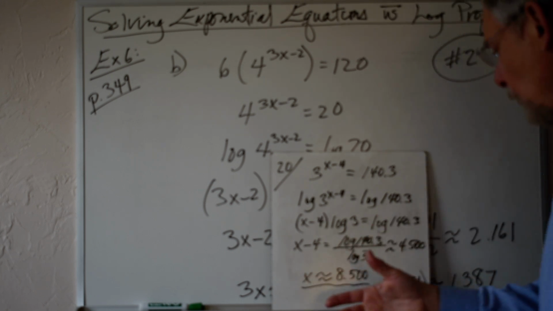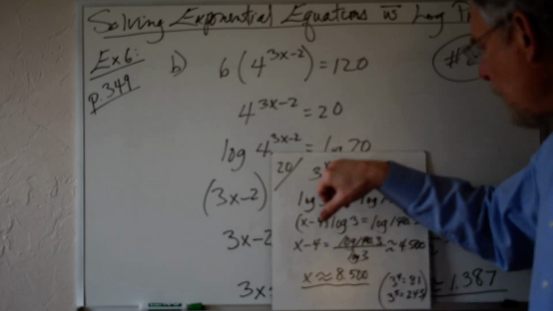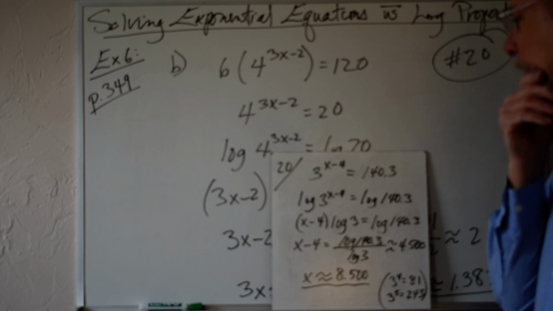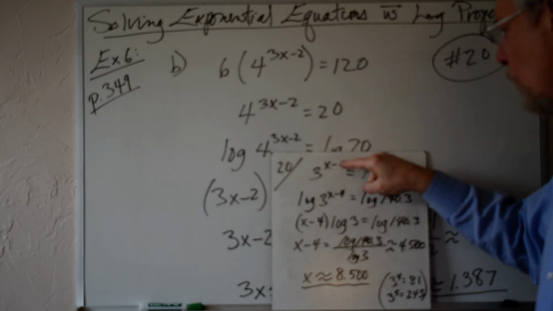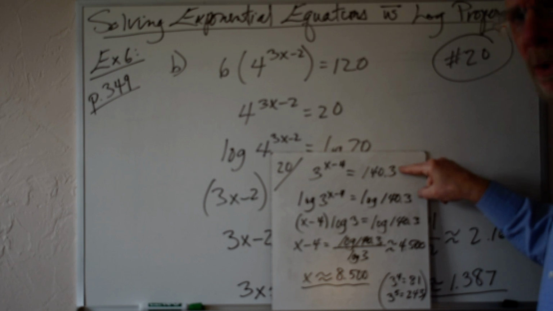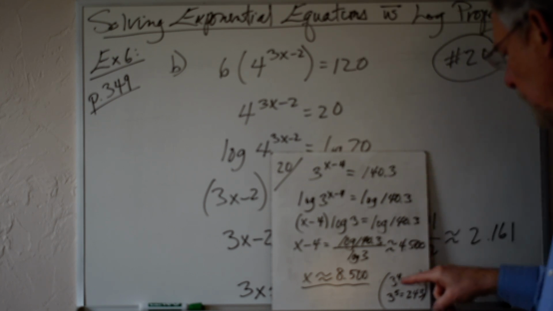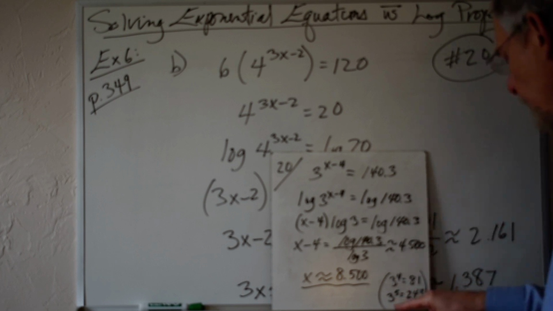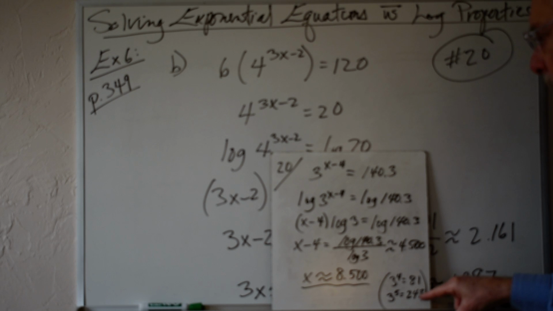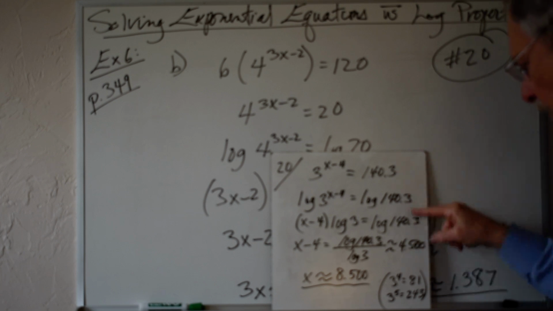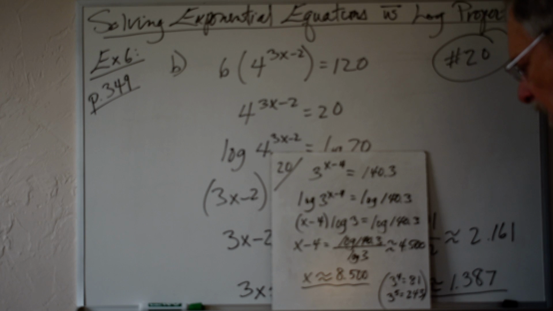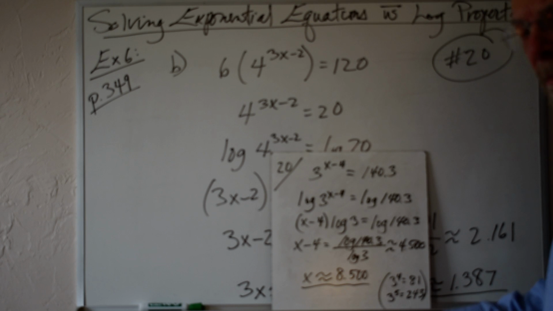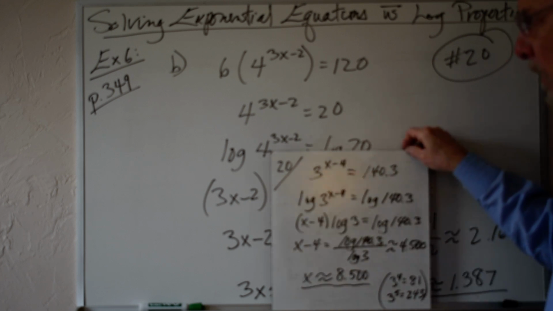Is that a plausible answer? Well, if I plug 8.5 into there, it's 8.5 minus 4, so that gives me 4.5. Question becomes, does 3 to the power 4.5 seem like it would be equal to 140.3? Well, 3 to the power 4 equals 81. 3 to the power 5 equals 243. So yeah, 140.3 falls in the middle there, so it seems pretty believable that this number is going to work for us. And that's how we would do number 20.